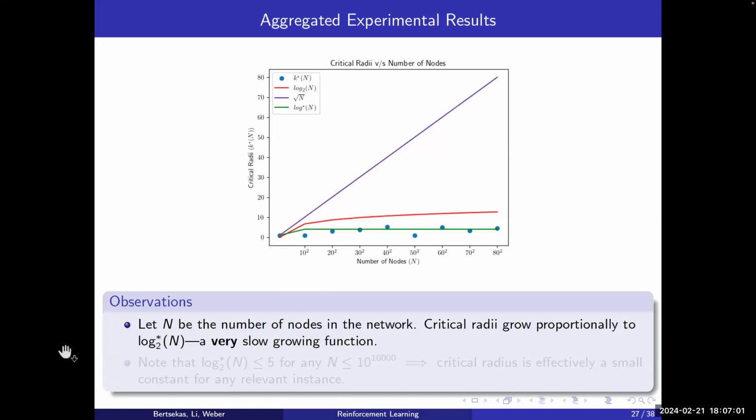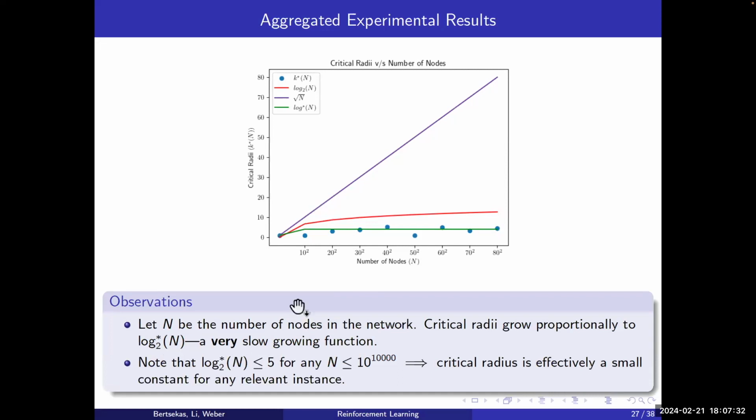So if n is the number of nodes in the network, then we found that the critical radii grow proportionally to log star of n. This is not log of n, this is the iterative log function. If you take a number, say n, the iterative log function returns the number of times you need to apply the regular log function until n gets less than 1. That's the iterative log function.